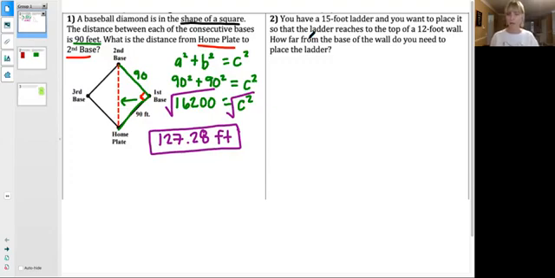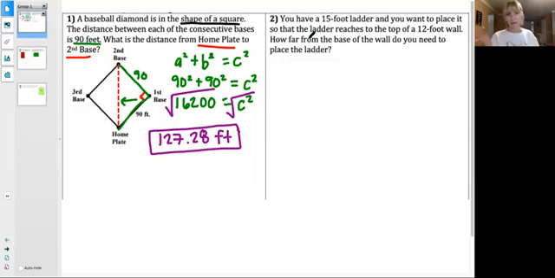So let's read it together and let's see, can you find a right angle? And if you can find a right angle, can you find a right triangle? So this one says you have a 15-foot ladder. You can picture a ladder. You want to place it so that the ladder reaches to the top of a 12-foot wall. So imagine a ladder leaning up against a wall. The question is, how far from the base of the wall do you need to place the ladder?